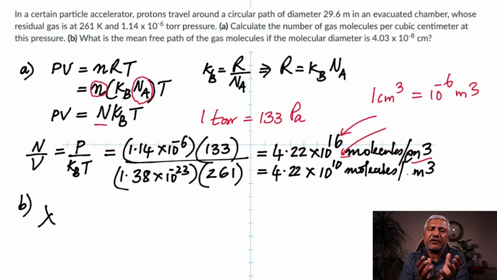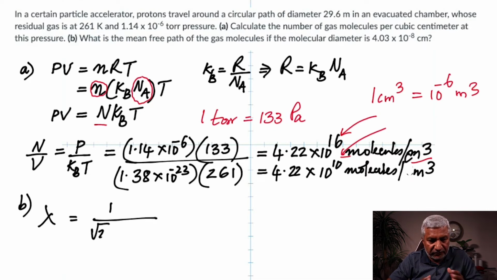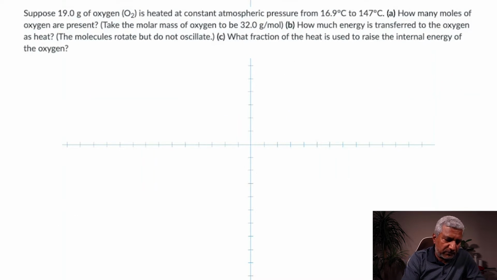Because it's bigger, there's more chance of collision. If it's a tiny molecule, then it has less chance of collision. It's tiny, it can just go. So that's why in the formula for mean free path, you have this. I'm not going to ask you to find the mean free path on the exam, but I wanted you to know. So that's the formula for mean free path.